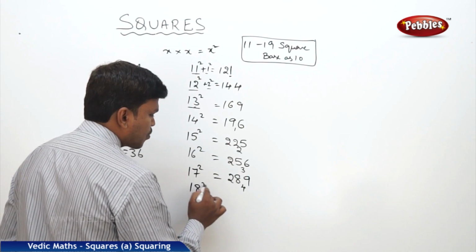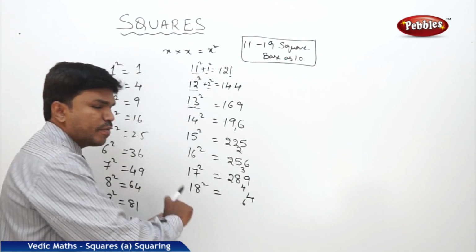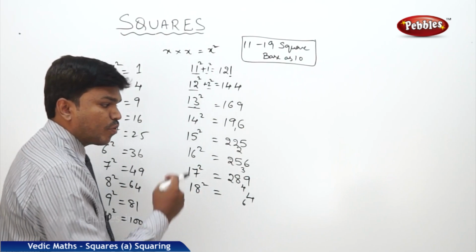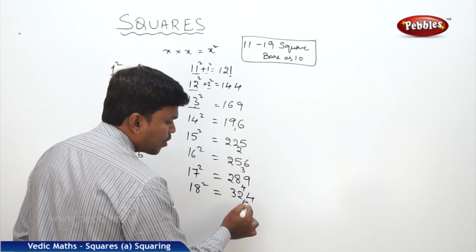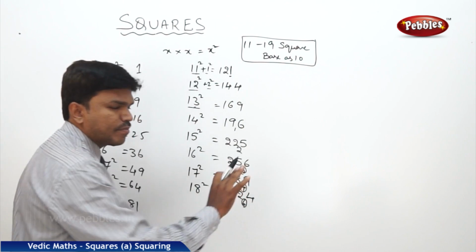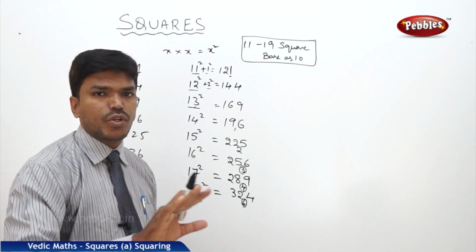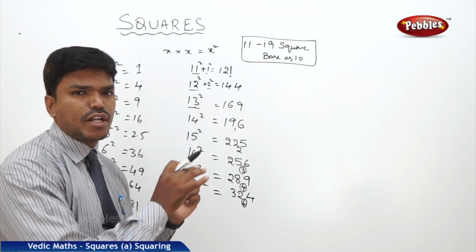Now 18 square, 8 square, 64. 6 carry, 18 plus excess number 8. 18 plus 8, 26. Plus 6 carry, 32. Don't forget to add the carry. Every time, if there is any carry, don't forget to add the carry. If there is no carry, no need of bothering about the carry. Just you can drop as it is.